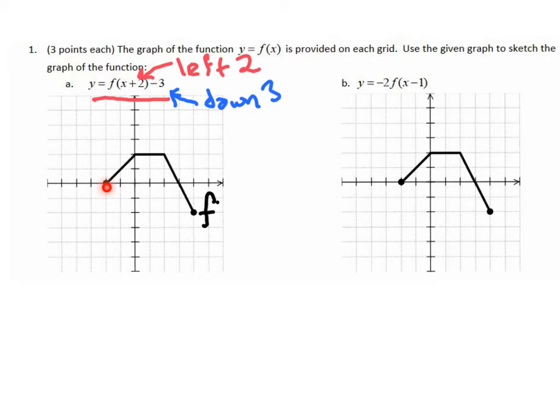So starting here with this point, if I shift it left 2 and then down 1, 2, 3, it's going to land here. So I'm going to plot the new point right here. Left 2, down 3, lands right here. Okay. And I don't have my preferred stylus right here, which is why the writing is going to be a bit sloppy. Apologize for that. Okay, so this point, go left 2 and down 1, 2, 3. So this point shifts to this position here.